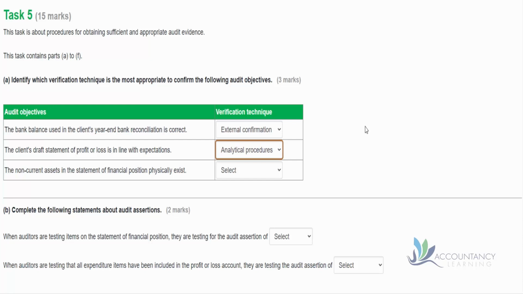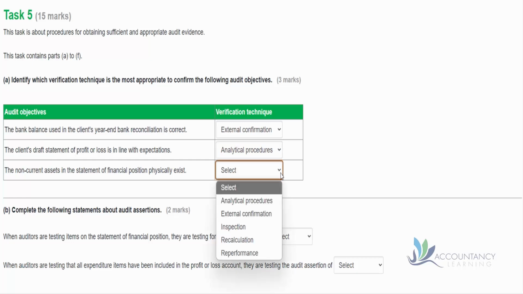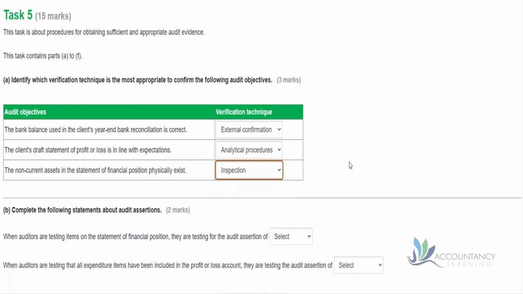And then the non-current assets in the statement of financial position physically exist. Well, normally this would be done by observing them. So we just want to see that, oh yeah, there it is. But observation is not on the list. So what would be the next best appropriate here? Well, we could inspect the asset. Normally inspection would be done a bit more detailed than simple observation. But even so, if we inspect the asset, we could see that it was there.